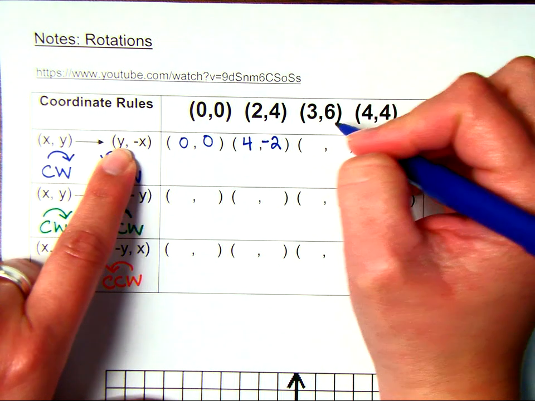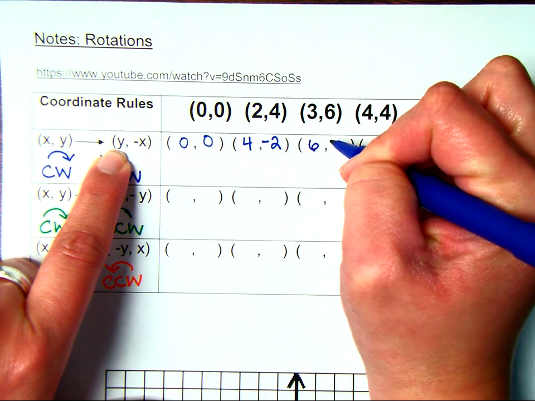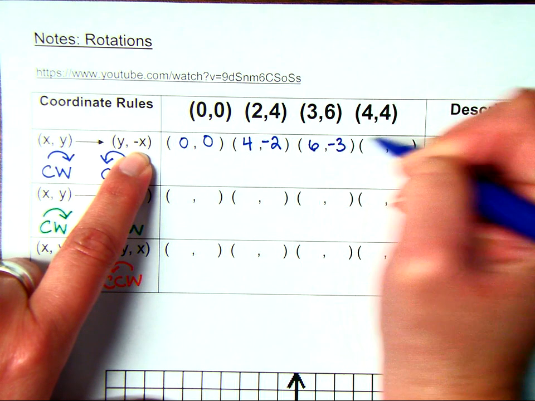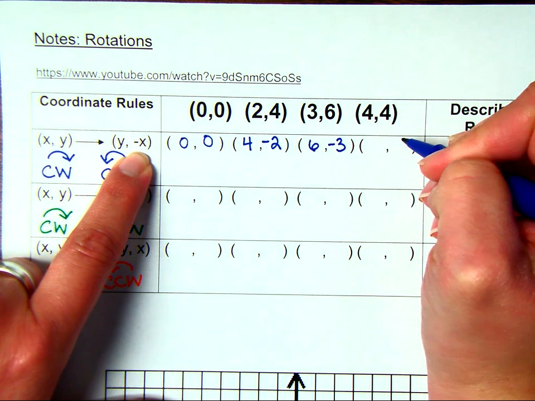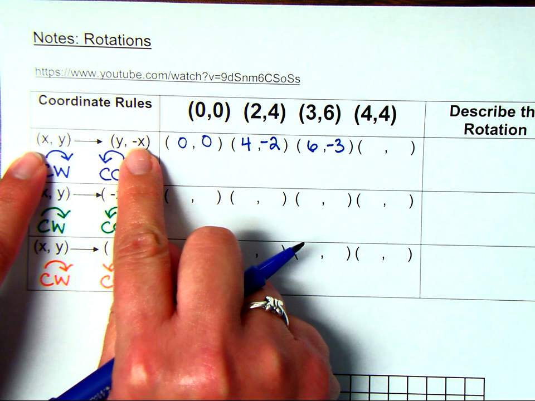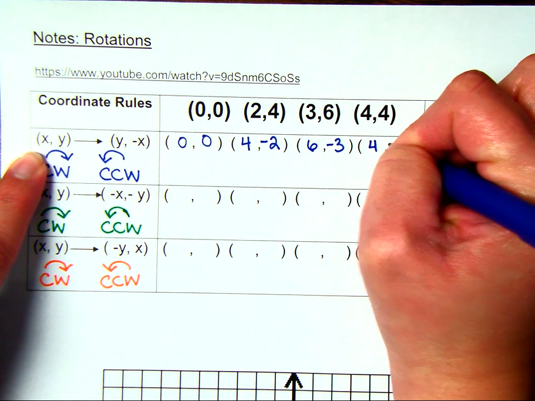Okay, so we're going to switch them again. So my original y, which was 6, is now my x. My original x is now my y, but it's the opposite, so I'm going to say -3. Okay, so basically you're switching your y and your x, and your original x is going to be the opposite.